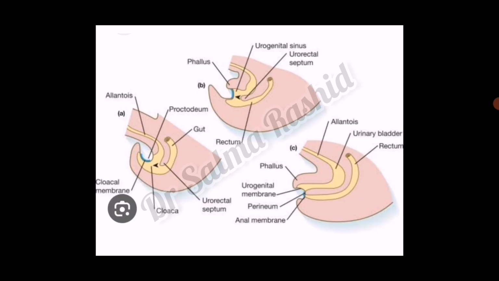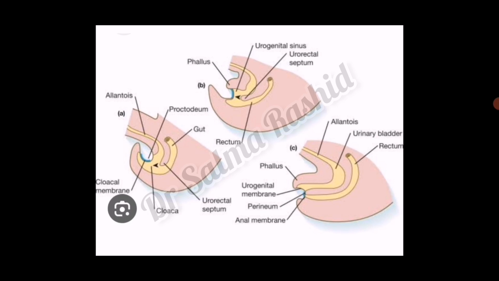Now in this diagram, the pink color shows mesoderm and the yellow color shows endoderm. In the first picture, represented by A, you can see the allantois. The allantois is basically an outpouching of the yolk sac, which connects the urinary bladder to the yolk sac, and it is used to eliminate waste products. During development, its proximal part develops into the urogenital sinus and its distal part forms the urachus, and after birth the urachus forms the median umbilical ligament.